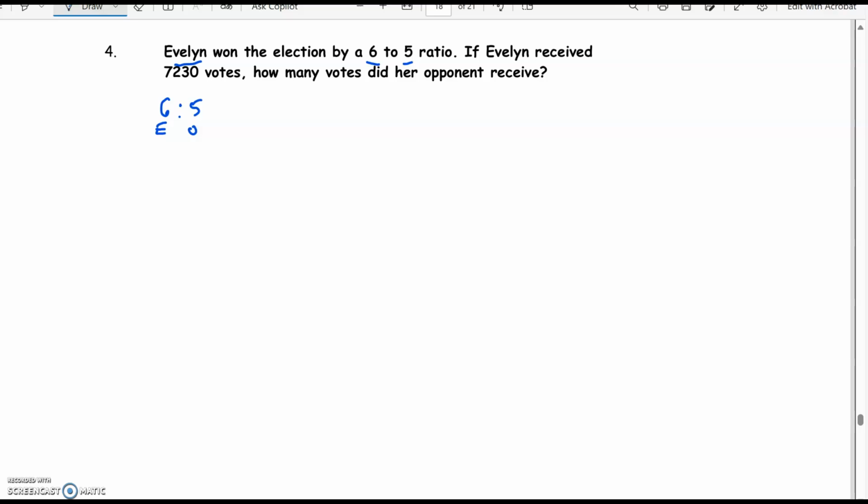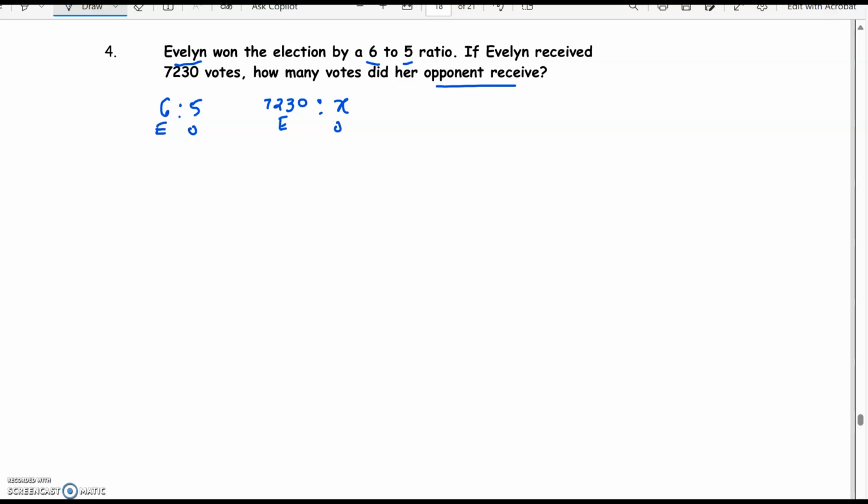If Evelyn received 7,230 votes, so that's Evelyn, how many votes did her opponent receive? So let's just call it X. So what are the two quantities that we're comparing? Always keep that in mind as you're reading the question.